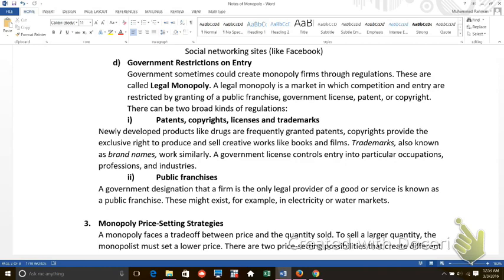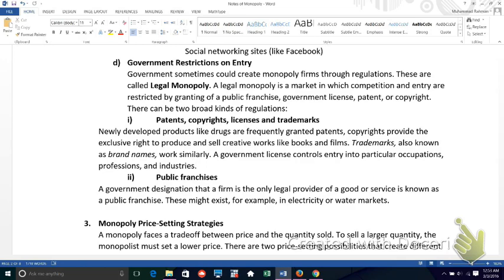Our monopoly firm is in a good situation. They have market power. They can reduce quantity. They can charge a higher price. They can have a certain degree of control over the market. But we also have to understand that this control is not absolute control.